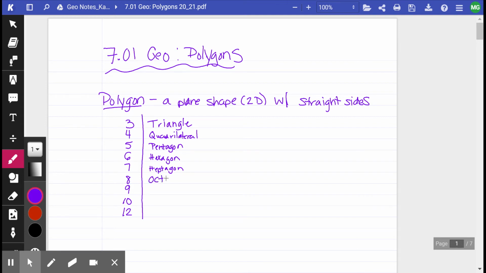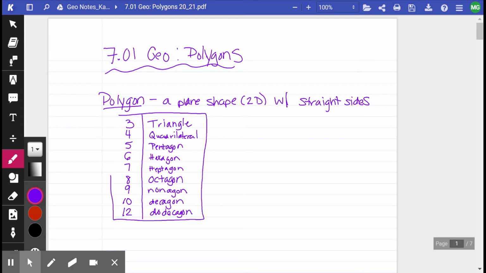And then 8 is an octagon, which most of you probably, hopefully know. 9 is a nonagon. 10 is a decagon. And 12 is a dodecagon. And if you're curious about 11, that's an undecagon. All right, so those are just the names. You do need to know all of these polygon names because sometimes they use them in the problem and it's assumed that you know how many sides each of those figures has.